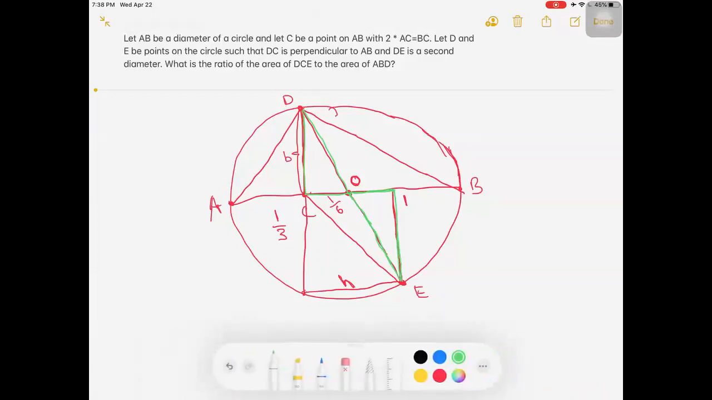These are congruent triangles. So we know that this length is also 1/6. So we know that the distance of H is just the sum of these two distances. It's the sum of CO and this distance right here. That's equal to H.